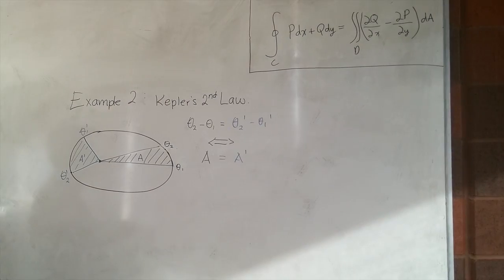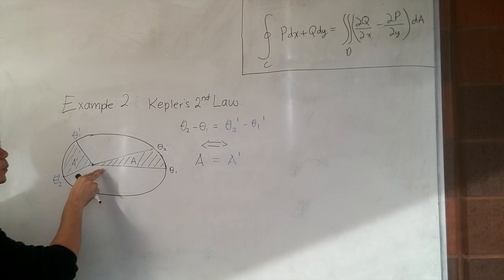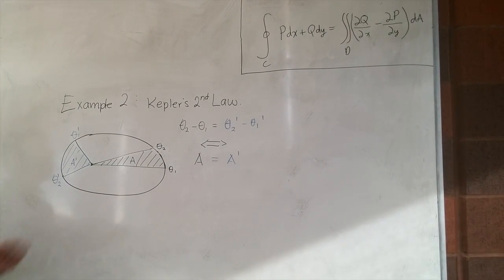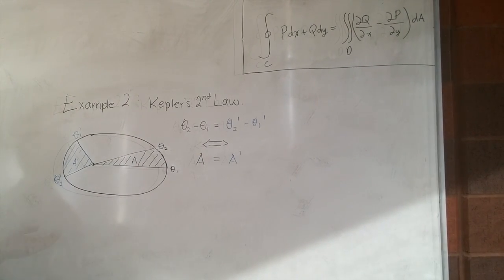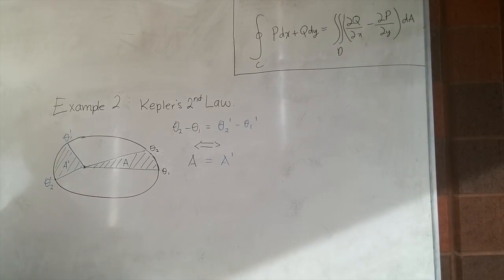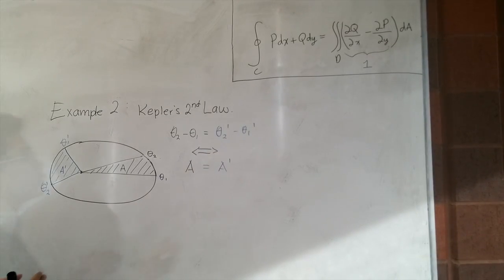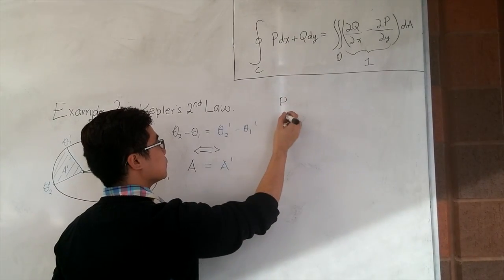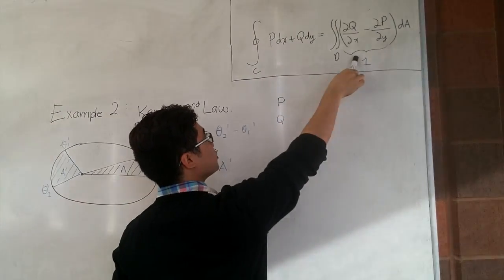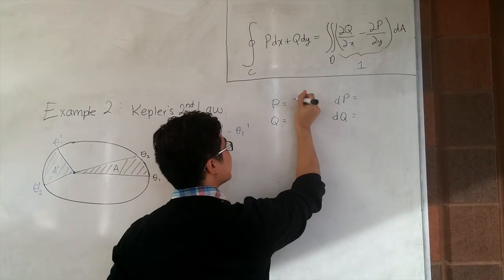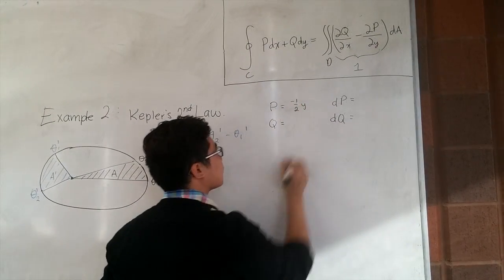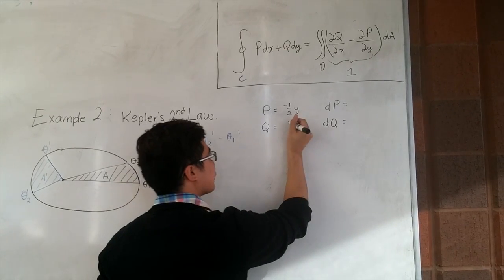So we can prove this relationship using Green's theorem. We want to compute the area swept by this interval theta. We can take the area by taking the double integral and taking the function to be 1. We have to pick functions P and Q such that this relationship is true. If we take P to be -y/2, and we take Q to be x/2.